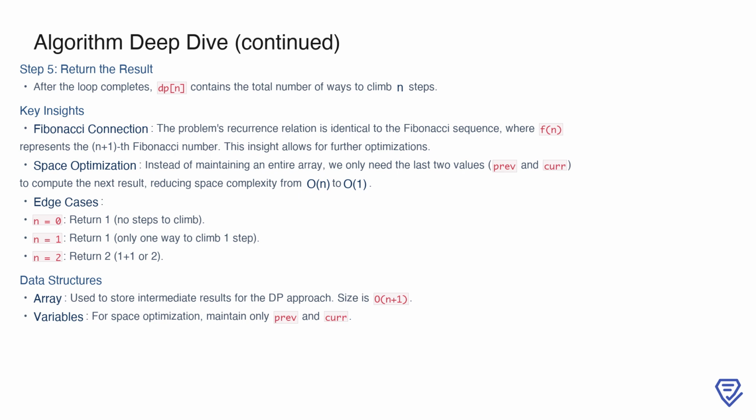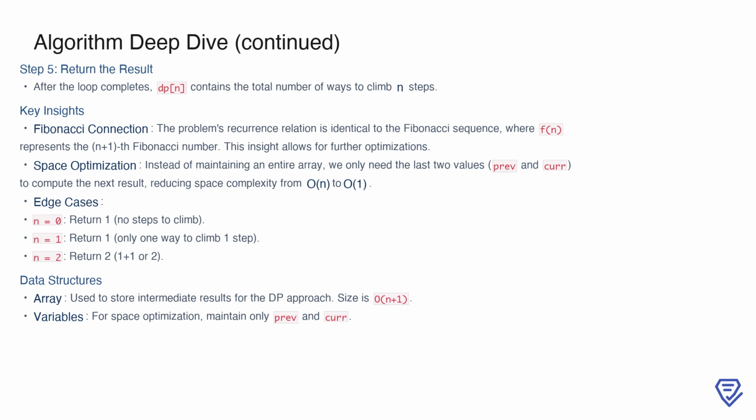For example, instead of storing the entire DP array, we can maintain only the last two computed values, significantly reducing space complexity from O of n to O of 1. This space-efficient approach relies on updating two variables as we iterate through the steps.